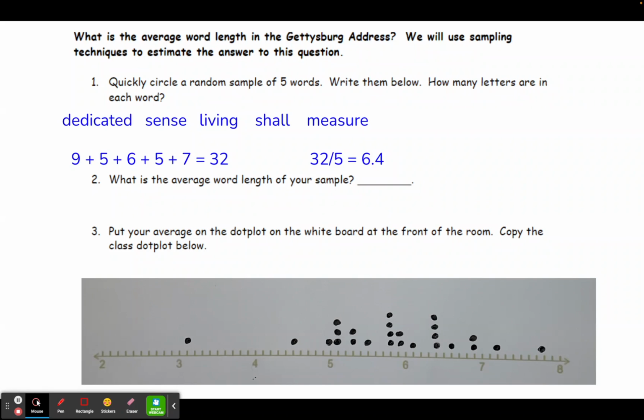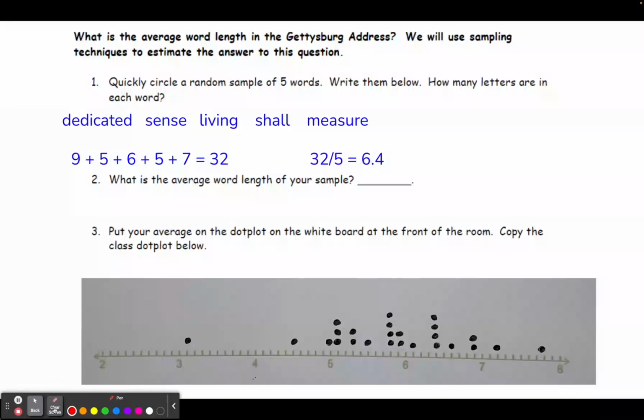Now you notice when we look at these results that a lot of them were pretty similar. We did have one student who just selected really short words. So they went with all words that were 3 or 2 or 4 letters because they didn't want to do a lot of counting. But in general, most of the results were from about 4.5 up to maybe about 7.2.